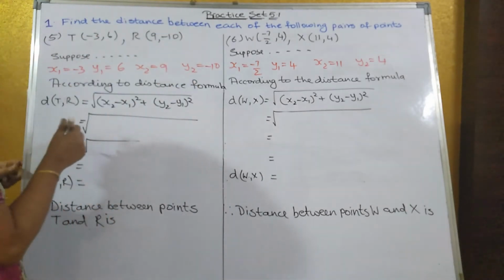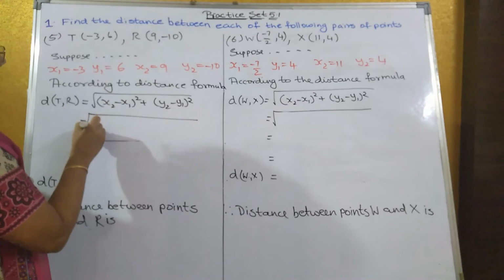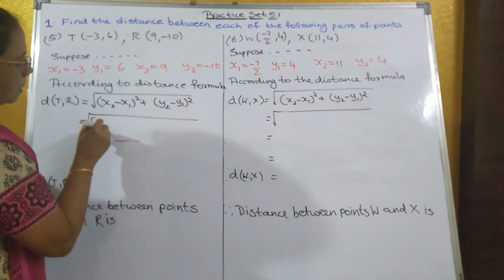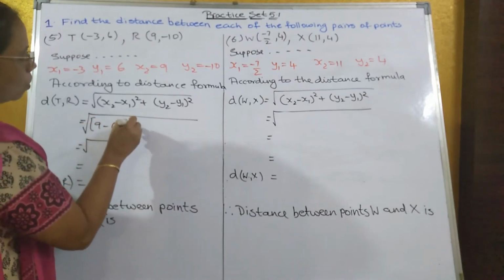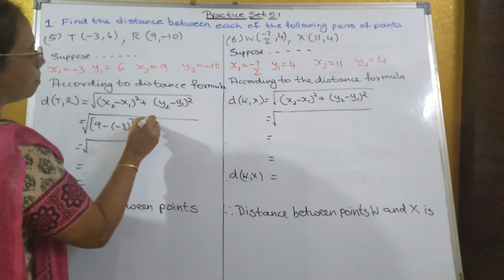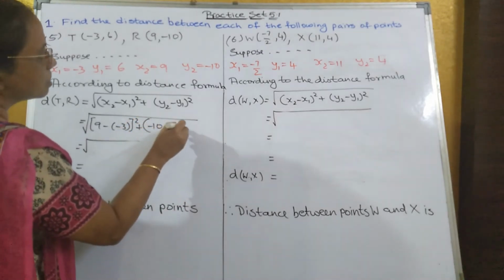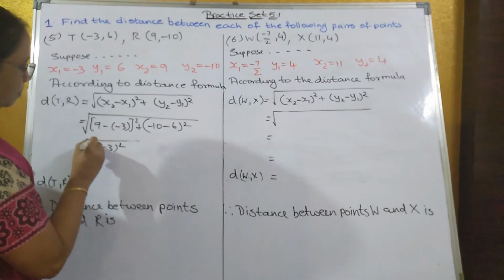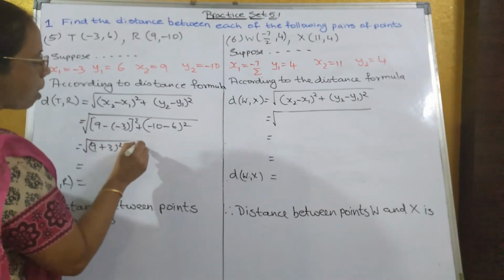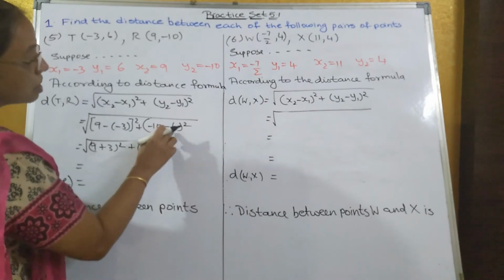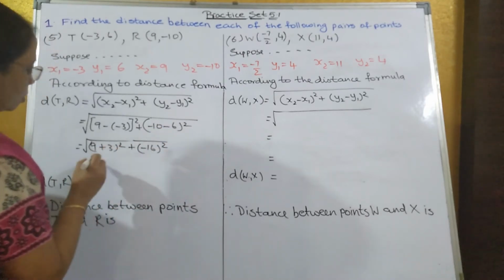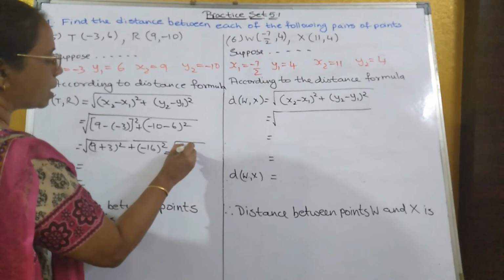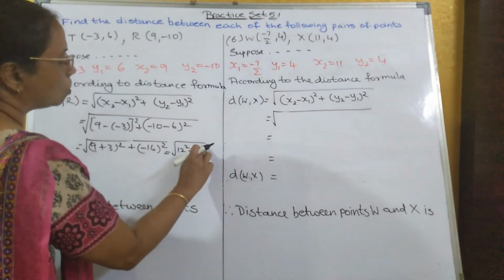Then according to the distance formula, write down the formula and then write down 9 minus minus 3 the whole square plus minus 10 minus 6 the whole square. So 9 plus 3 the whole square plus minus 10 minus 6 is how much? Minus 16 the whole square. So that is equal to 9 plus 3 is how much? 12 the whole square plus minus 16 the whole square.